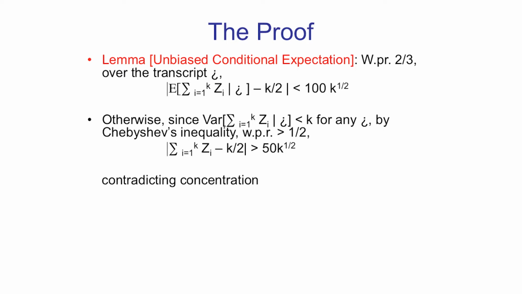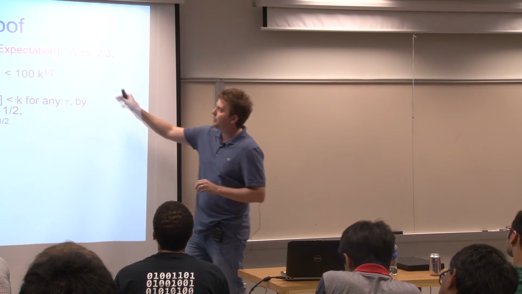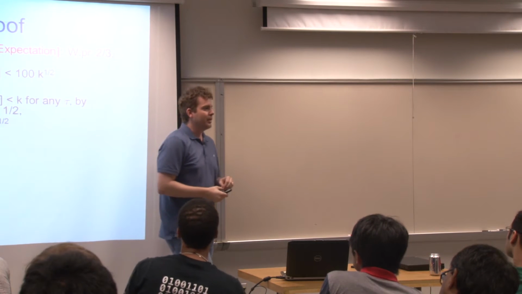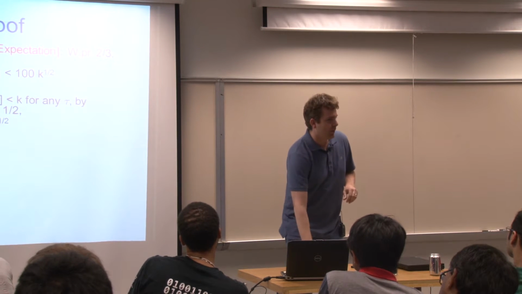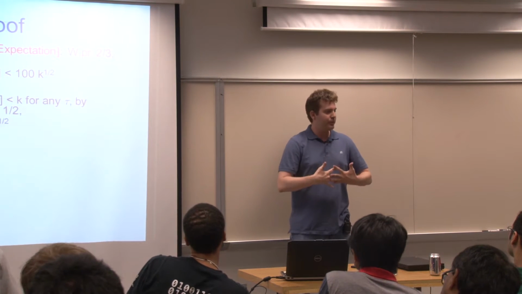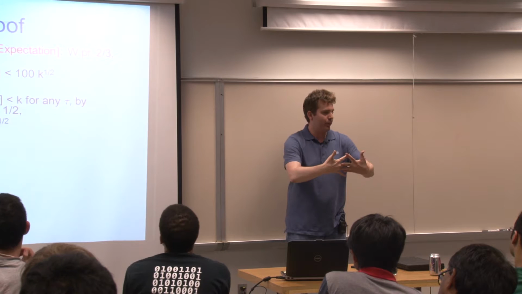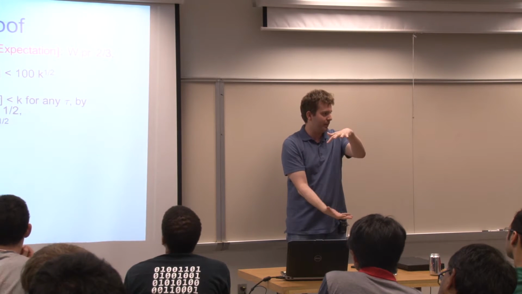So this means that for a typical transcript, when you condition on it, the expectation is still close to k/2. Is that clear to everyone? What is a typical transcript? It just means with probability 2/3 over the choice of transcript, where the transcript distribution is obtained by choosing a random input, running the protocol, and looking at the transcript that you get.